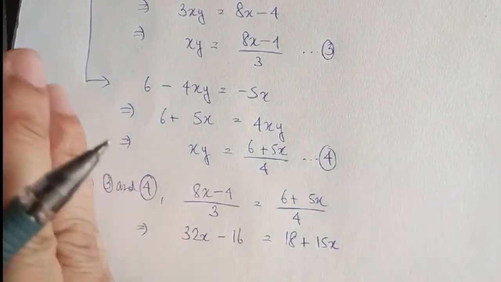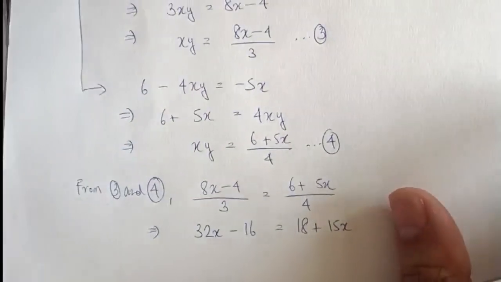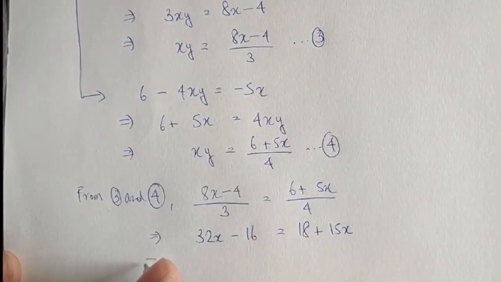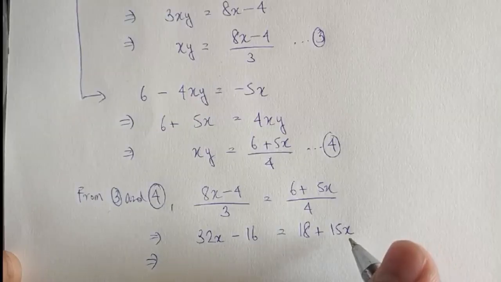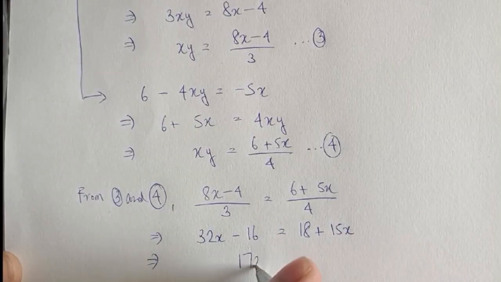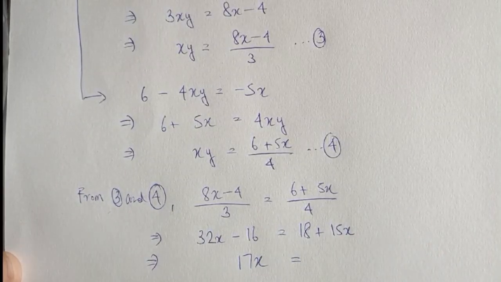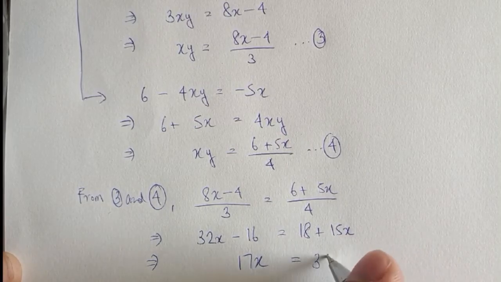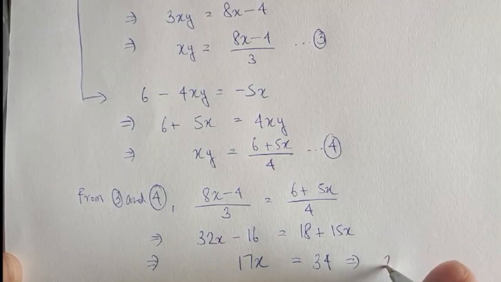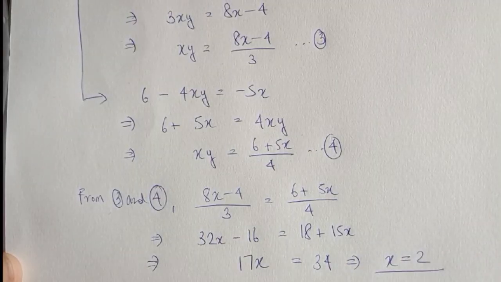Now all we have to do is we just solve for this. This tells us that 32x minus 15x is 17x. 18 plus 16 bringing it over is 34, which gives us x is equal to 2.